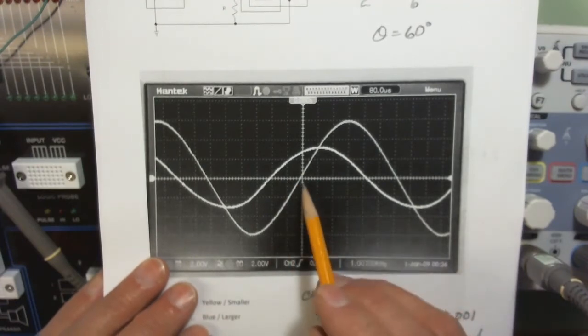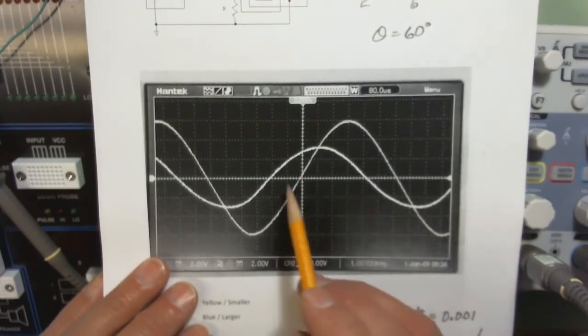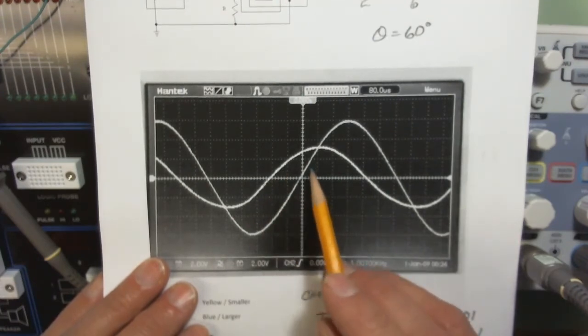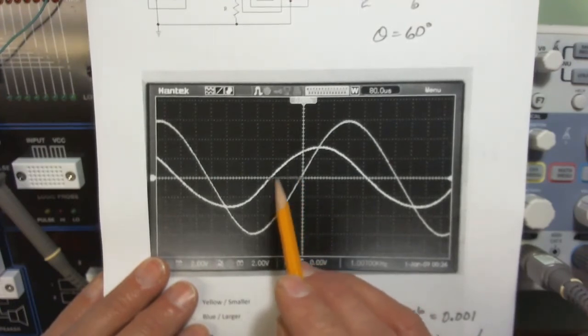Sometimes people think that the phase shift is from here to here. Well, that's not true, because this one is increasing and that one's decreasing, so that's not the same point. Here I have this one that's increasing, this one that's increasing, so this is the phase shift. Right in there is the phase shift. Okay.